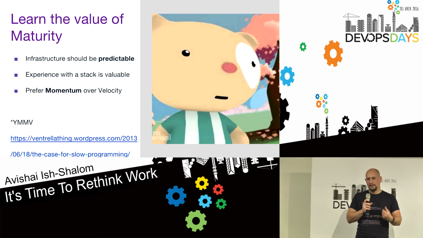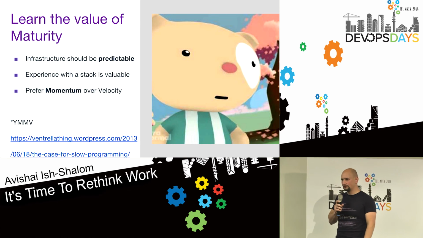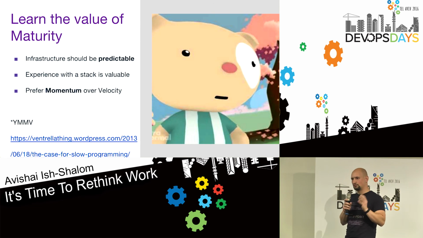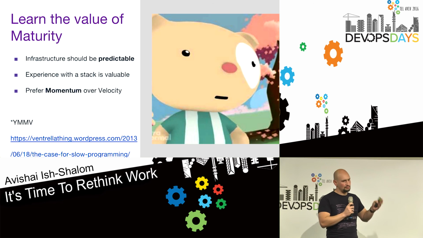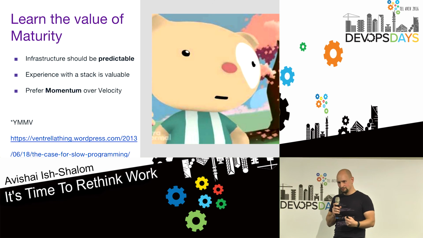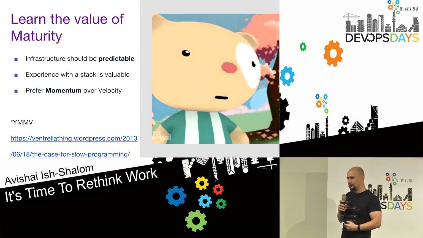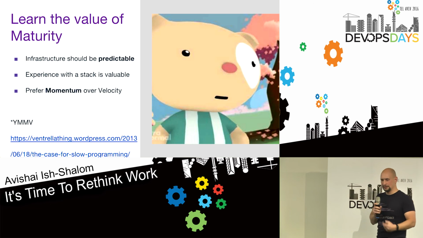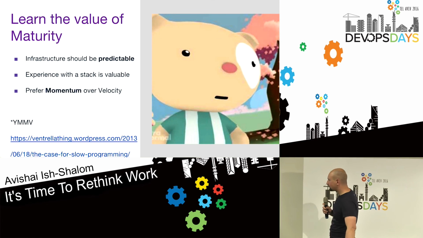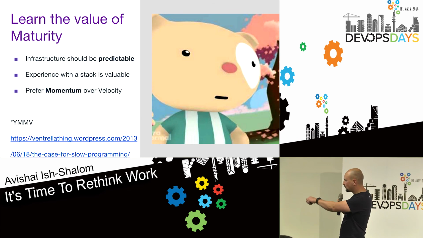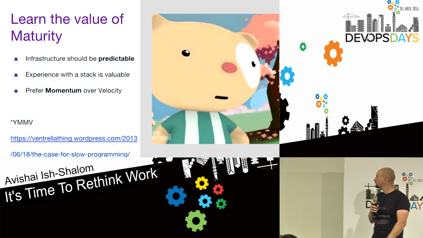We need to prefer momentum over velocity. So every time I go to a software engineering conference, people just speak about velocity, velocity, velocity. We should have velocity in development, blah, blah, blah. We should have momentum. And momentum comes from solid infrastructure. And momentum takes a lot of time to build. Again, this is a marathon, not a sprint. You should probably look into the case of slow programming. Really cool.